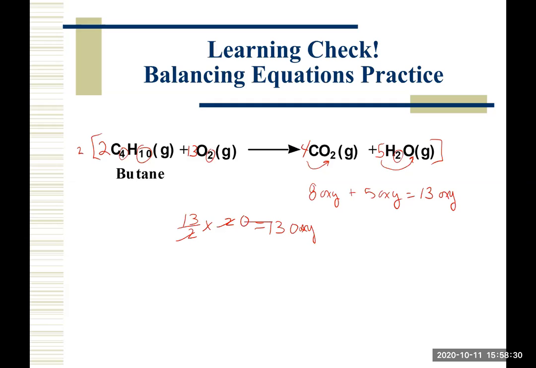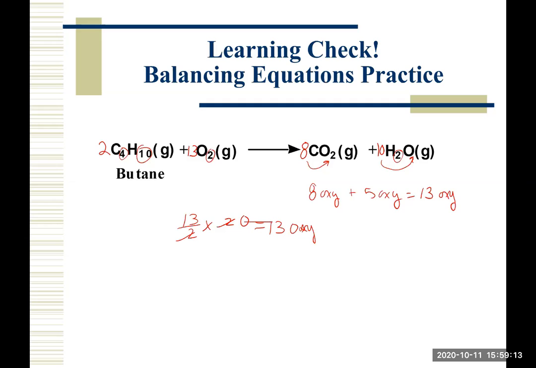And then if we multiply the 4 CO2s, we're going to get 2 times 4, which is a total of 8 CO2s. And then if we multiply the 5 H2Os, we end up with a total of 10 H2Os. So let's erase the 2 out in front because we're done with this process and the brackets. And let's just go back through and verify what we have.